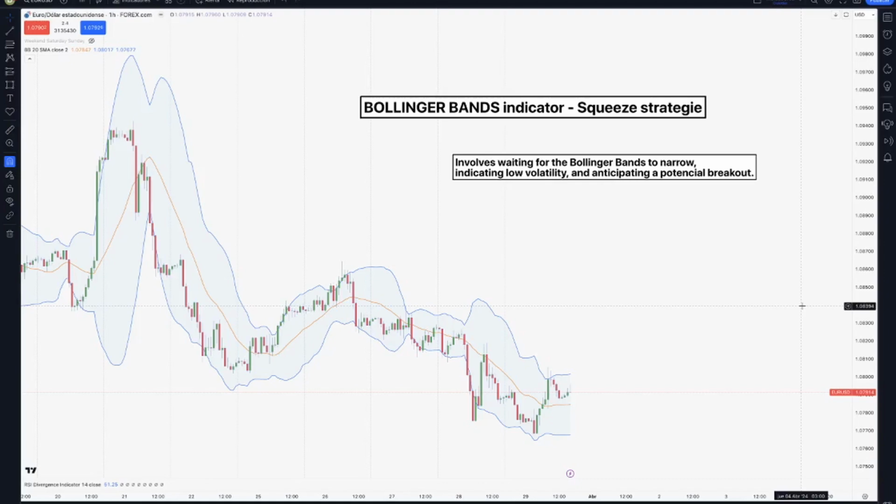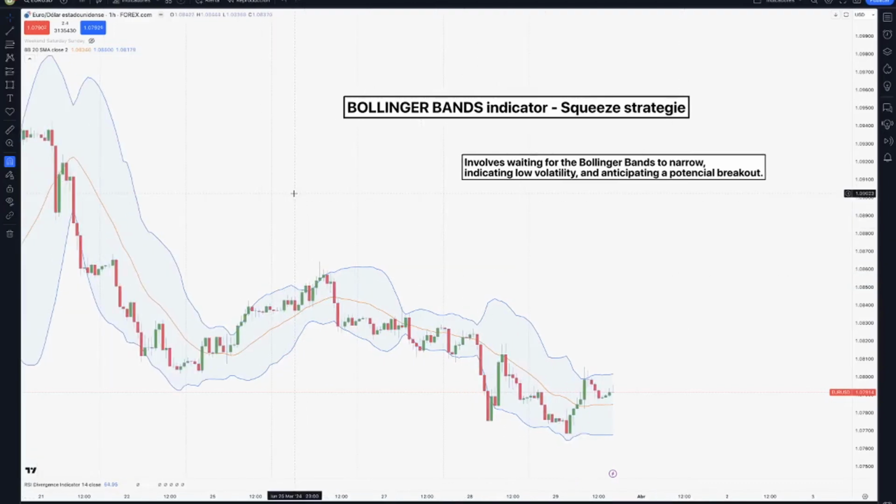This strategy is called the squeeze strategy, and it basically involves waiting for the Bollinger Bands to narrow. That indicates low volatility and helps us anticipate a potential breakout when the bands expand again. Usually traders use additional indicators like the relative strength index, or RSI, to confirm the breakout direction. We also have another video using the RSI indicator to help with price action reading, and you can check that on our YouTube channel as well. Well, let's explain this one.